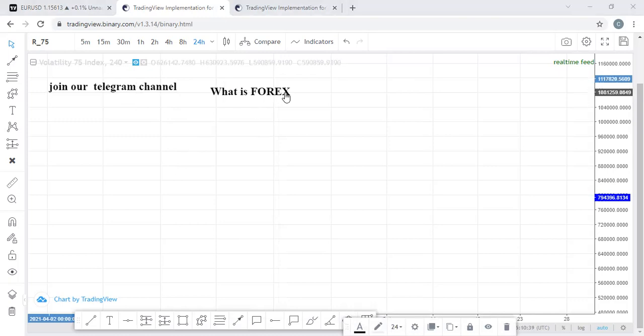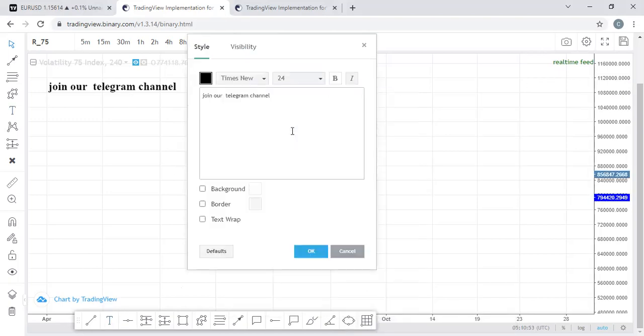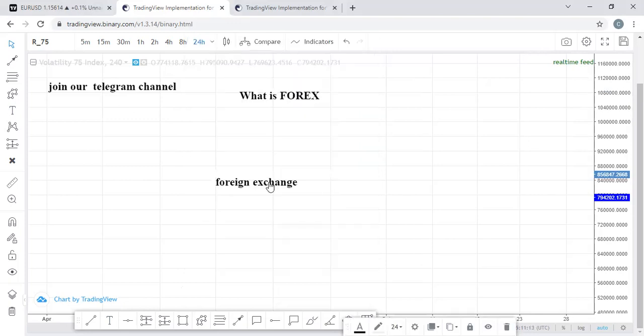So what is Forex? Now, basically, Forex stands for foreign exchange. So what do we mean? What are we exchanging? What do we mean when we say foreign exchange?